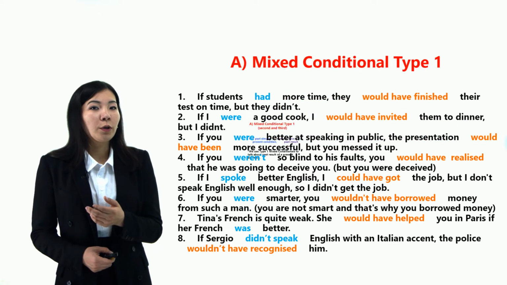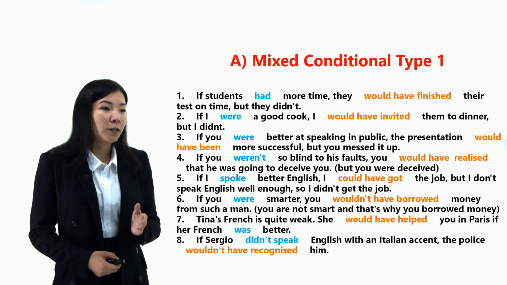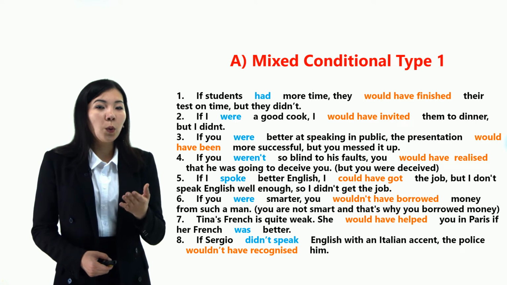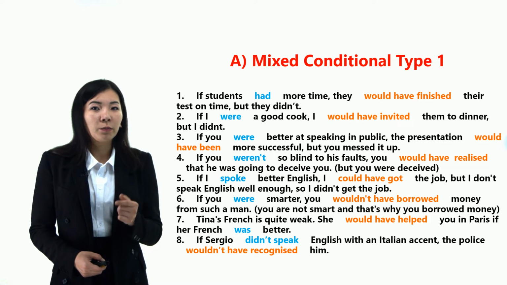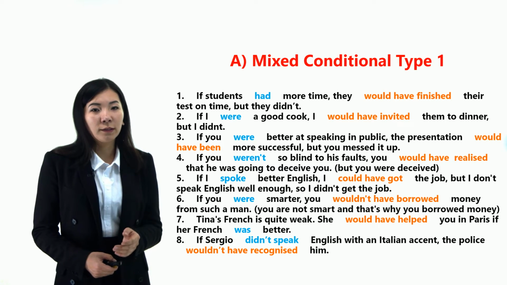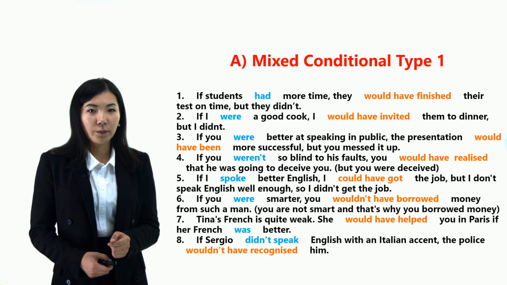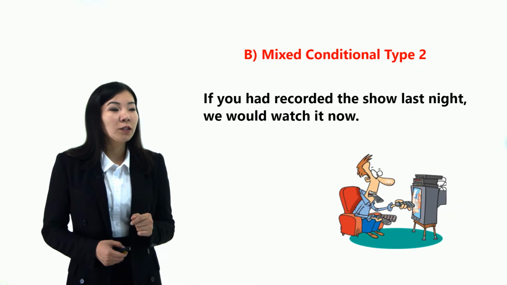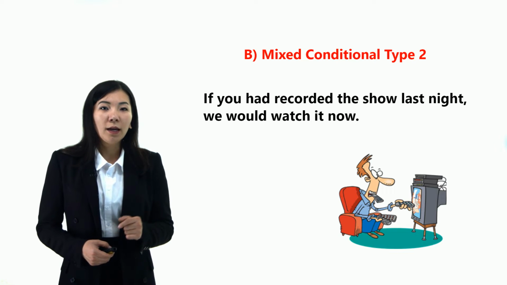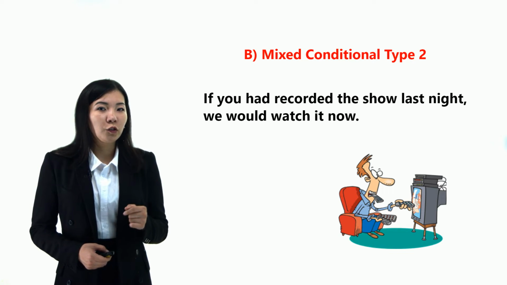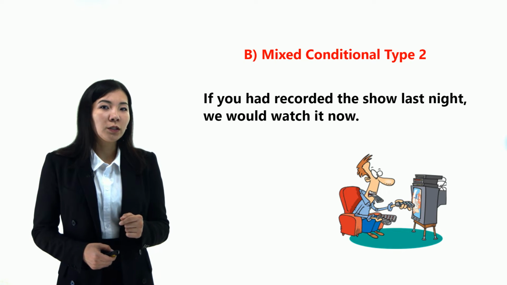So here are more examples of mixed conditional type 1. I'm not gonna read them now. You can always pause the video and read them by yourselves. Alright? So just pause the video and read all these examples. Now let's move on to mixed conditional type 2. Let's read this example. If you had recorded this show last night, we would watch it now.